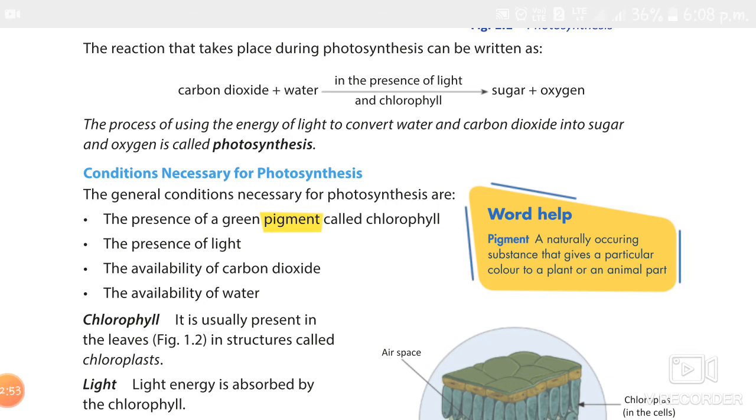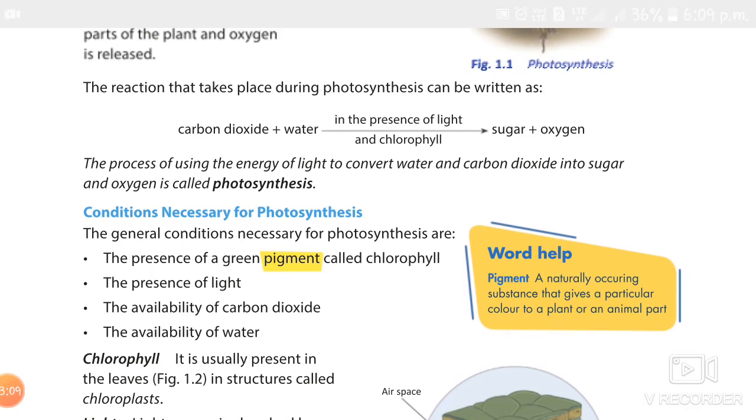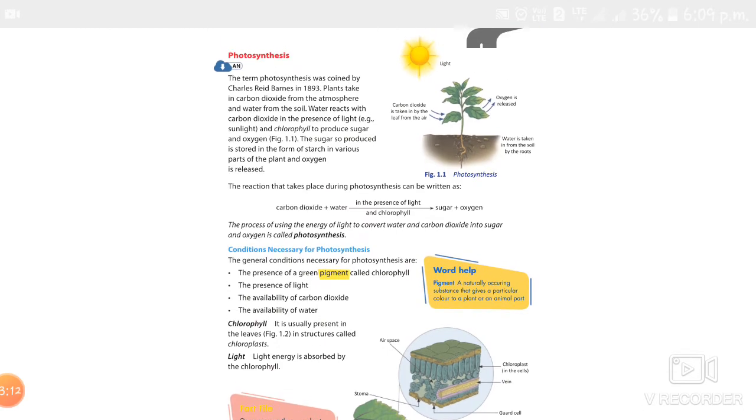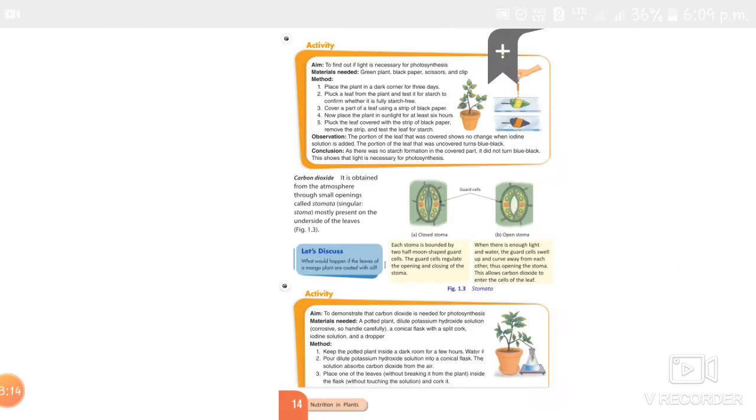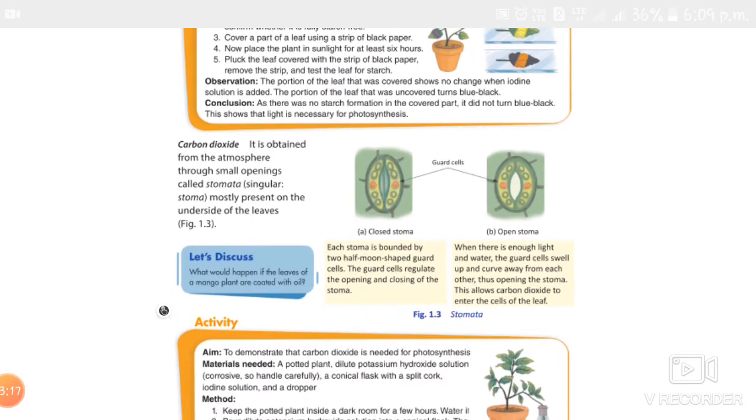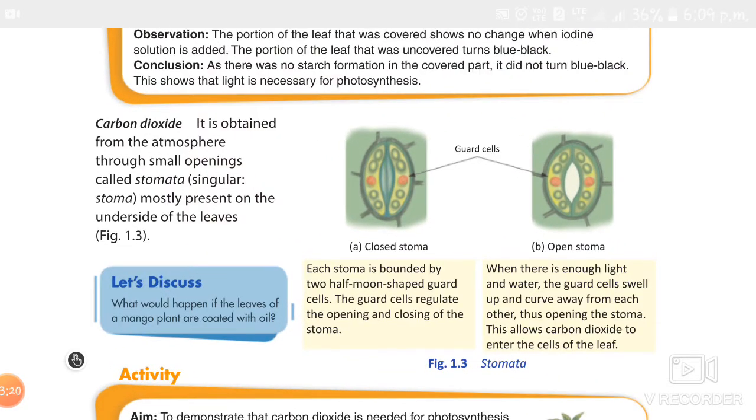Then second we studied the presence of light. We know that we are getting the light from the sun. Light energy is absorbed by chlorophyll. Next we studied the availability of carbon dioxide. Carbon dioxide is obtained from the atmosphere through small openings called stomata. The plants absorb the carbon dioxide from the atmosphere with the help of stomata.